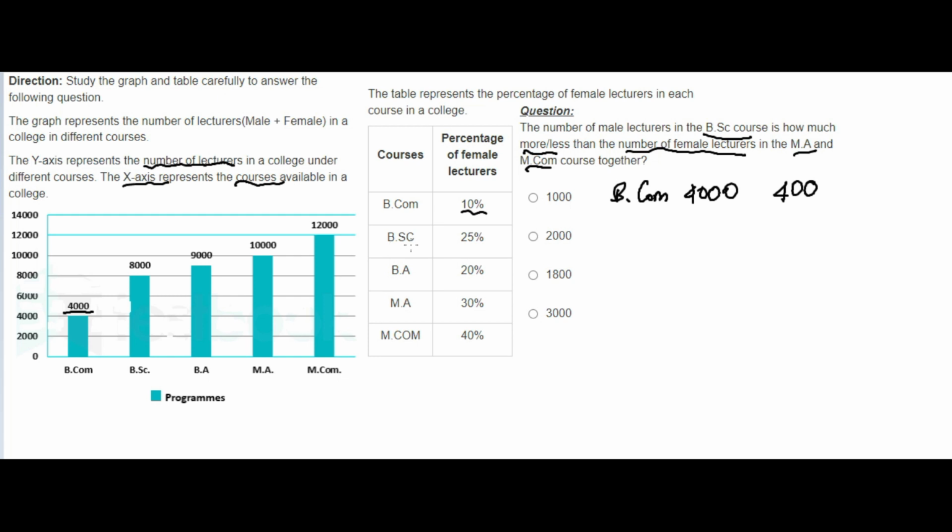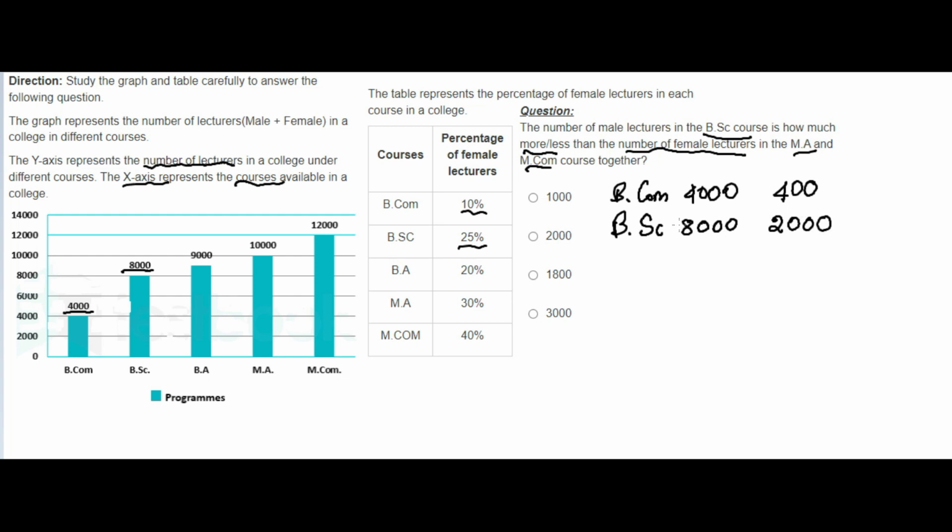Now look at the next one, BSc. BSc total staff is 8,000. So BSc totally, how many members are available? 8,000 are available. We have to take 25% of that, which means 25% are lady staff members, female lecturers. What's 25% of 8,000? It is 2,000. Is it right? So that means 2,000.